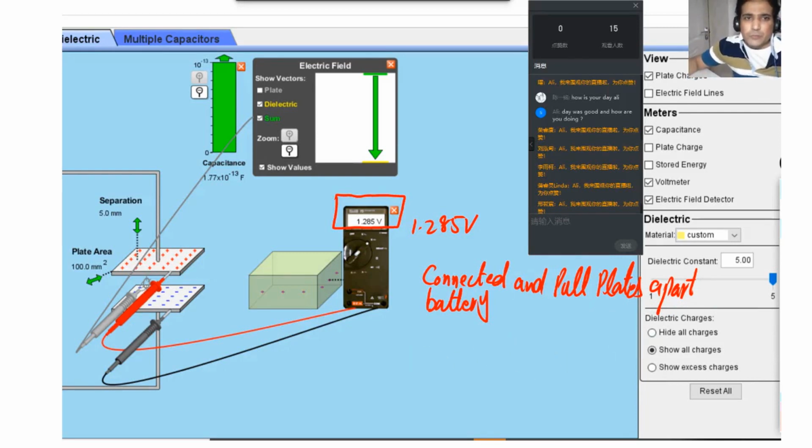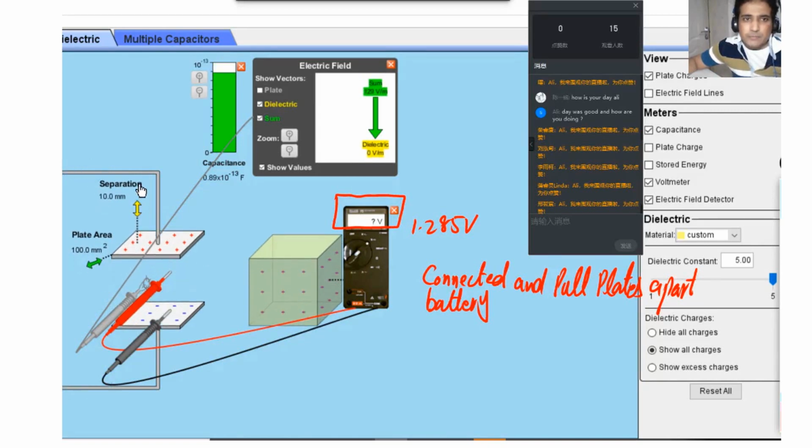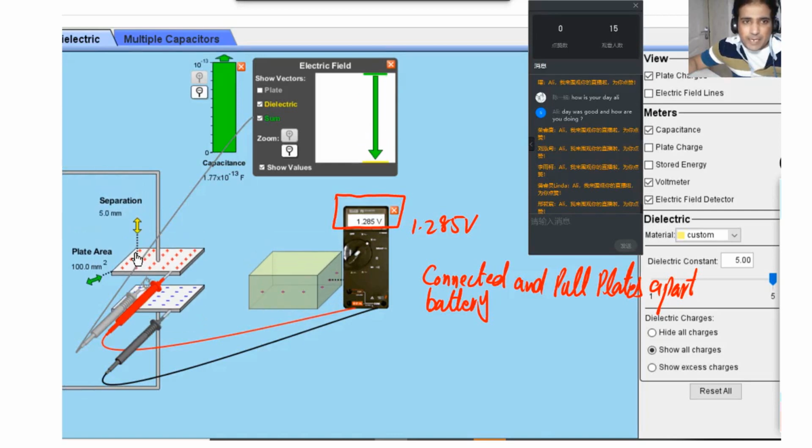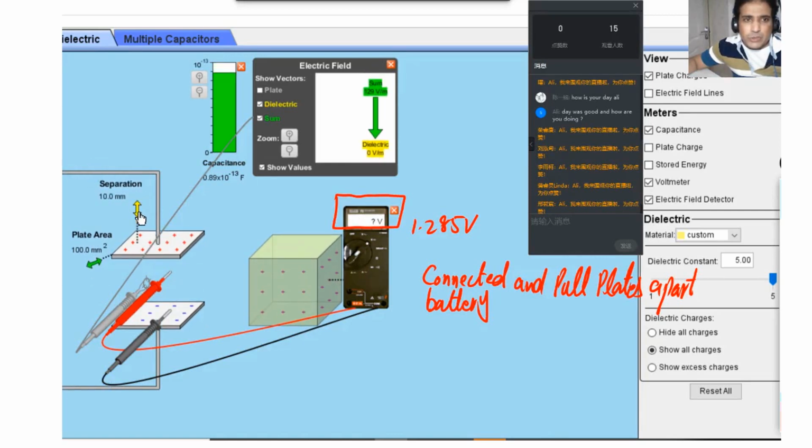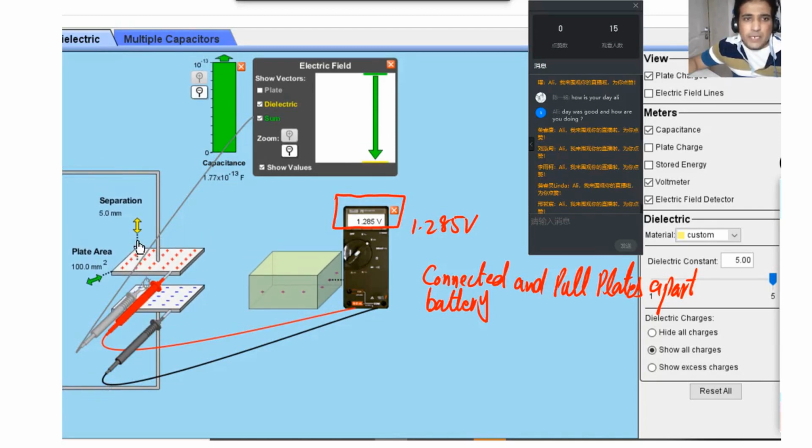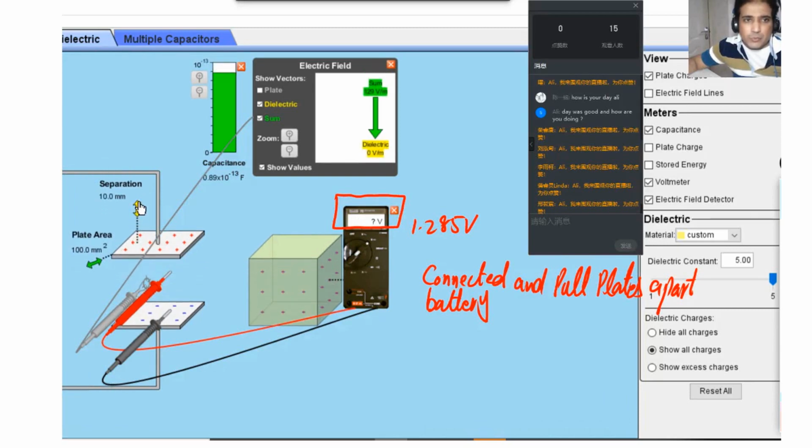Okay, so first of all, you can see here, then we will do the calculations. You see, this is connected. I will pull these plates apart. You see, I bring them back and I pull them apart. So you need to observe what is changing and what is not changing. You see the plates here, I bring them to this point. Let's check the voltage again. You can see the voltage stays the same. So this is one observation.